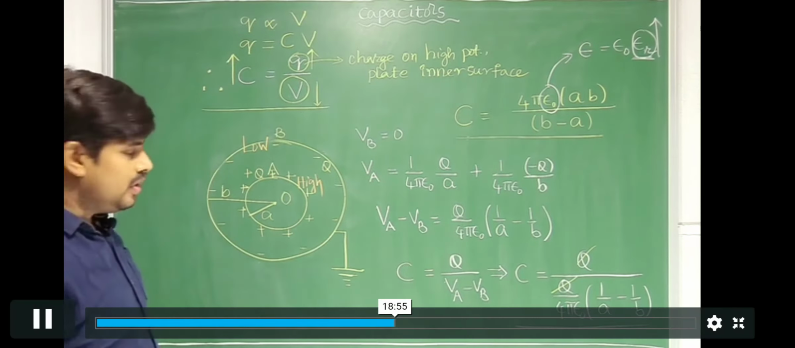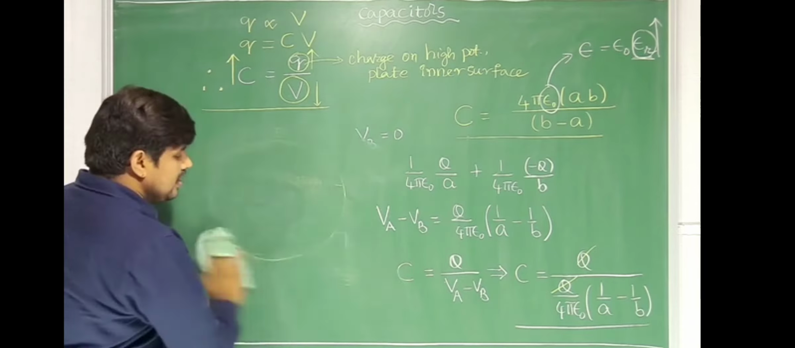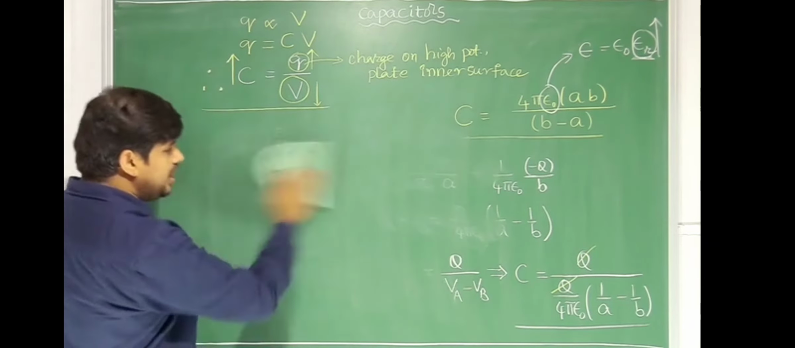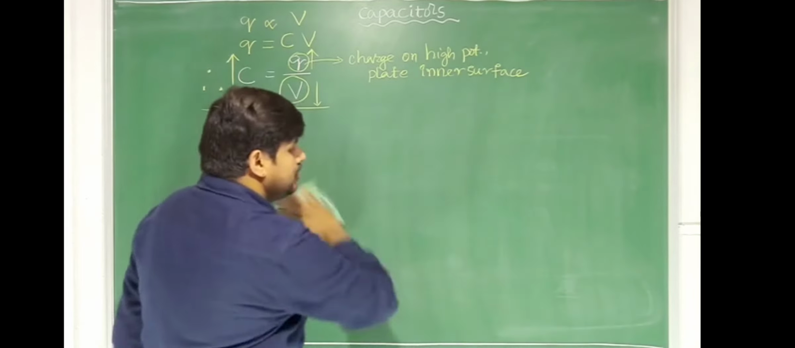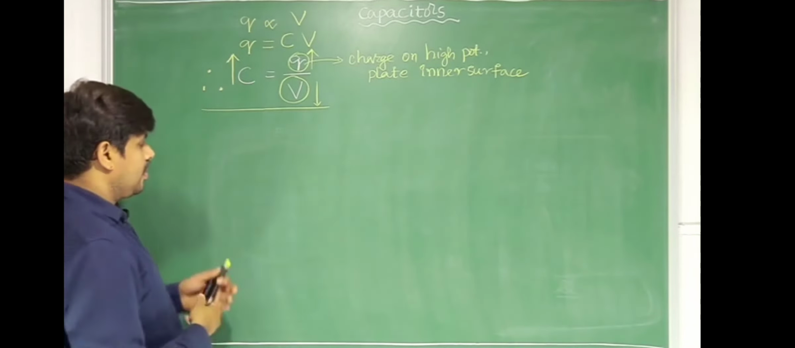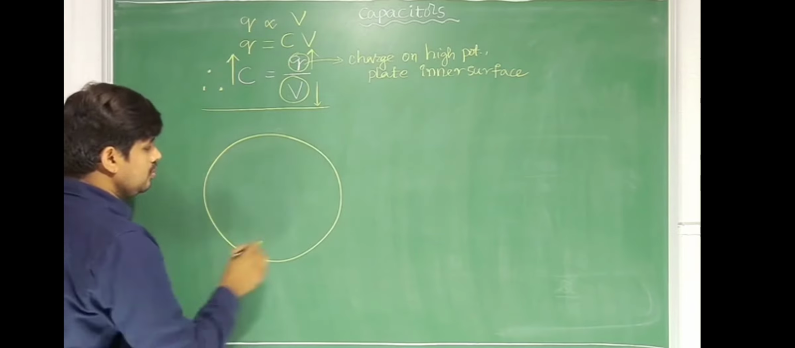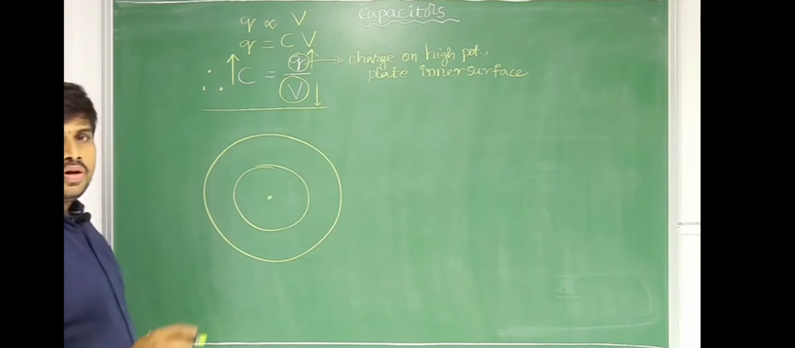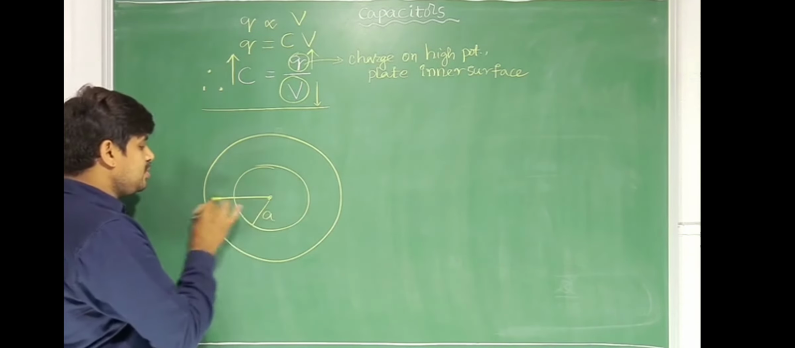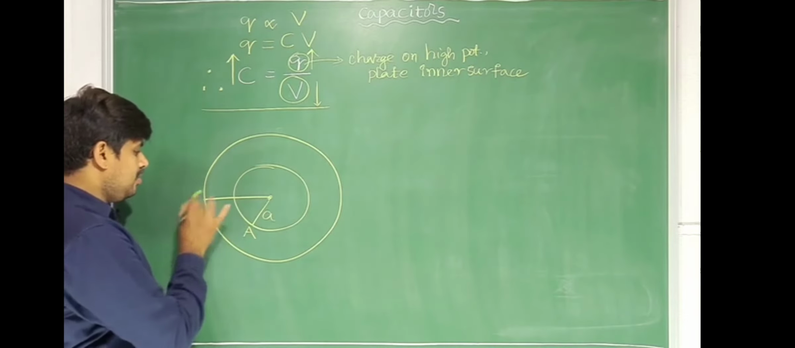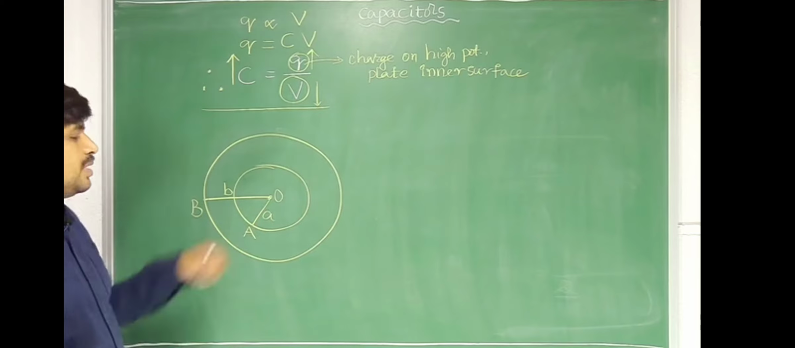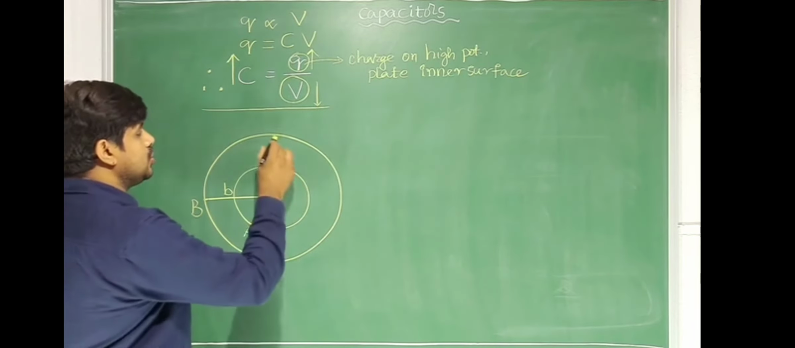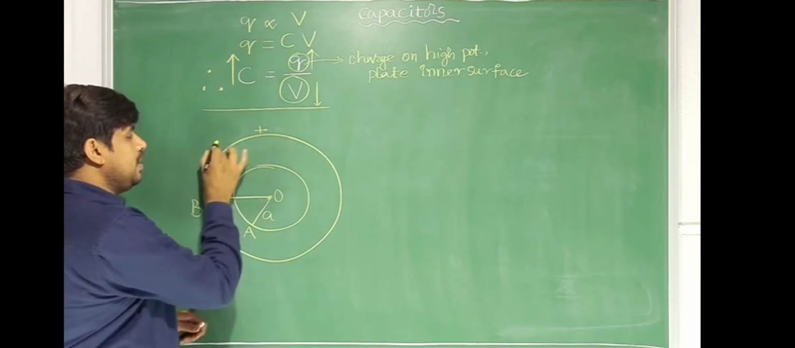Okay. Now we go for another combination, my dear friends. In this combination, what I would like to take is the same concentric spherical shells. This is a combination of concentric spherical shells, say A and B, with radii small a and small b respectively, from the common center O. Now I would like to give charge to B. Say I am giving some positive charge plus Q to B.